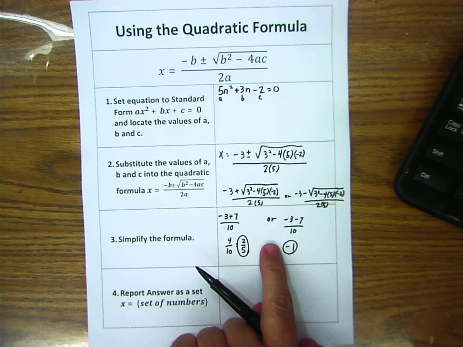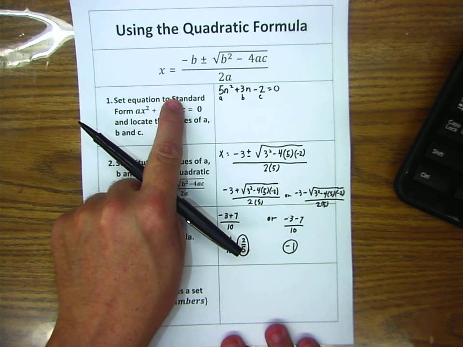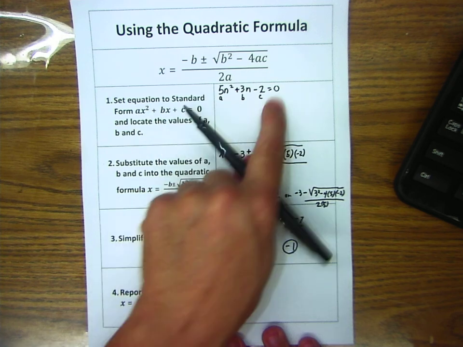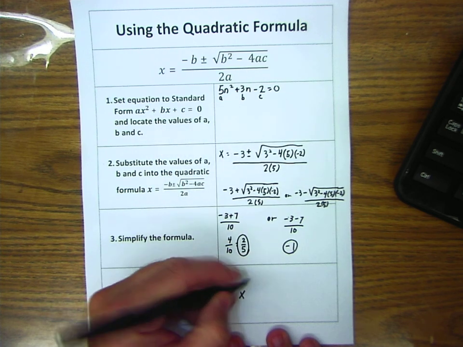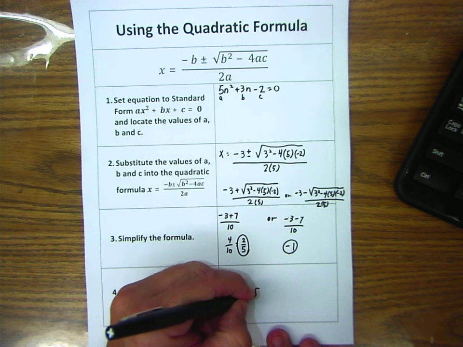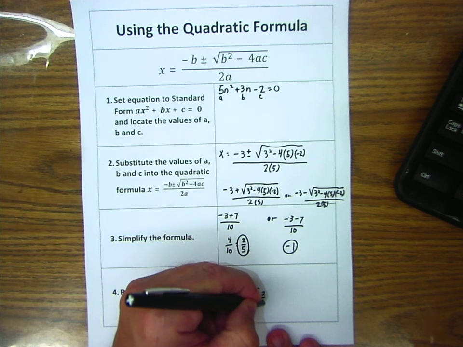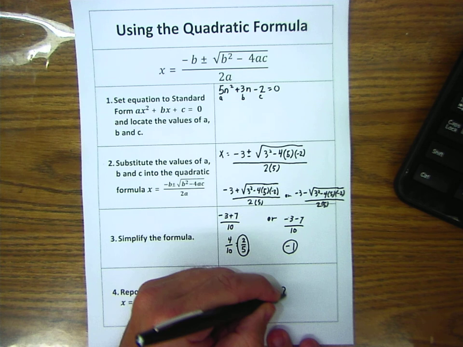Those are the two values that will make this standard form equation equal to 0. And as we expect to get our answers, we put them in set notation, which is 2/5 comma -1.